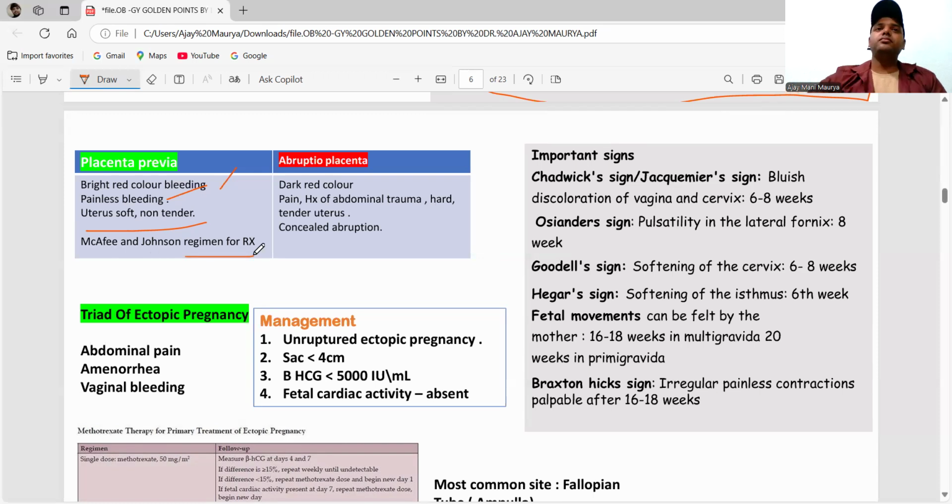For abruptio placenta, guys, remember the dark red bleeding. The blood is a dark red color. There is pain; painless is placenta previa, painful is abruptio. There is a history of abdominal trauma, and a hard, tender uterus. Remember the tender uterus. There is a concealed hemorrhage in abruptio.